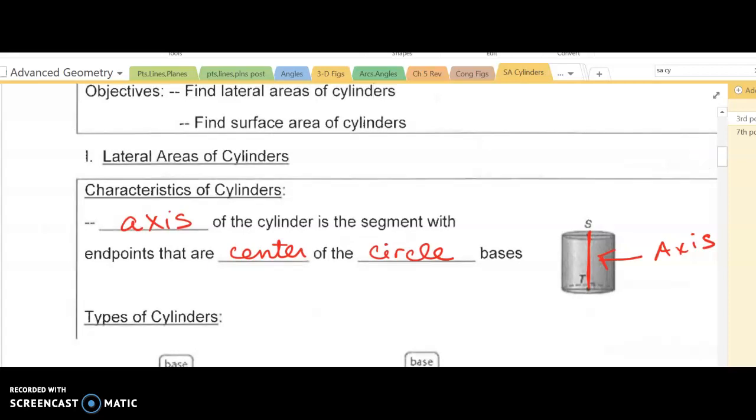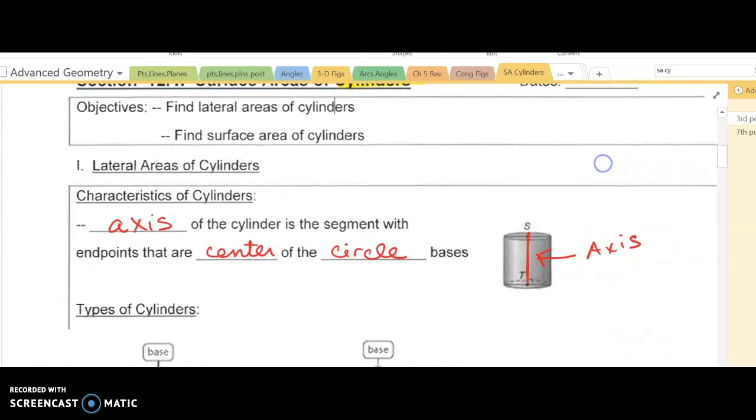Something that's unique to cylinders, and I guess cones have it too actually, is that these shapes have an axis. So it's just this line right here, and it does connect the endpoints that are the centers of the circle bases. So basically, you find the center of the top circle and the center of the bottom circle, and you connect them, and that's your axis.